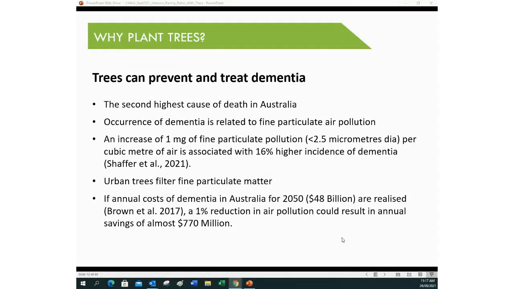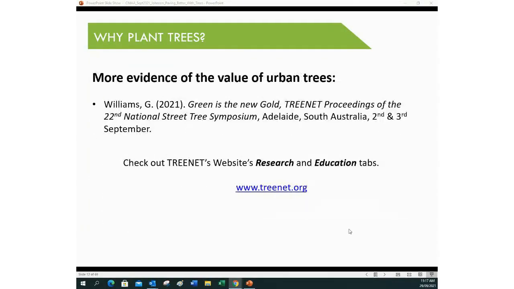These examples came from a symposium we've just held. TreeNet holds an annual symposium early September each year. The proceedings will be online, free, available as of next January, but there's a lot more information there. That's just a few highlights of the huge financial benefit of getting these trees into the urban areas. But we really need to knock out all the costs.